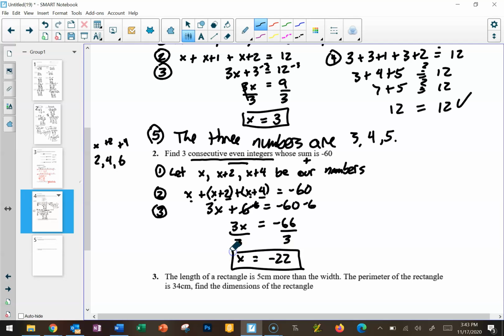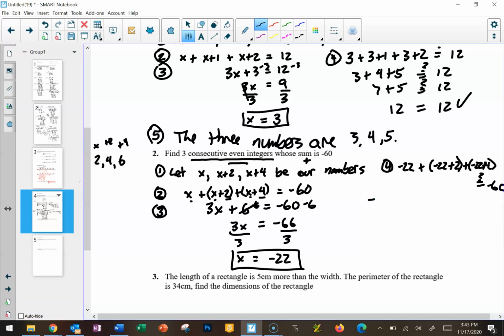So if x is negative 22, let's sub it back into the original. Let's see if it checks out. So here's our verification. 3 consecutive even integers whose sum. So our integers have to be x, so that's going to be negative 22 plus negative 22 plus 2 plus negative 22 plus 4. And does that equal negative 60? Sort of ran out of room here, sorry.